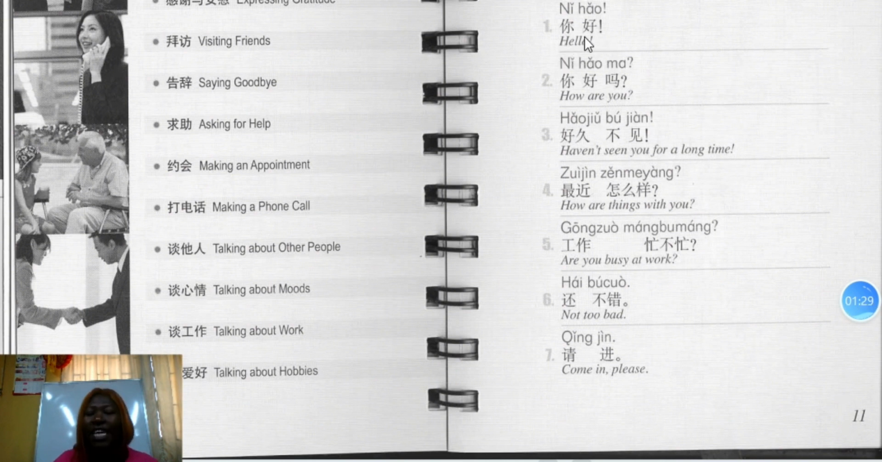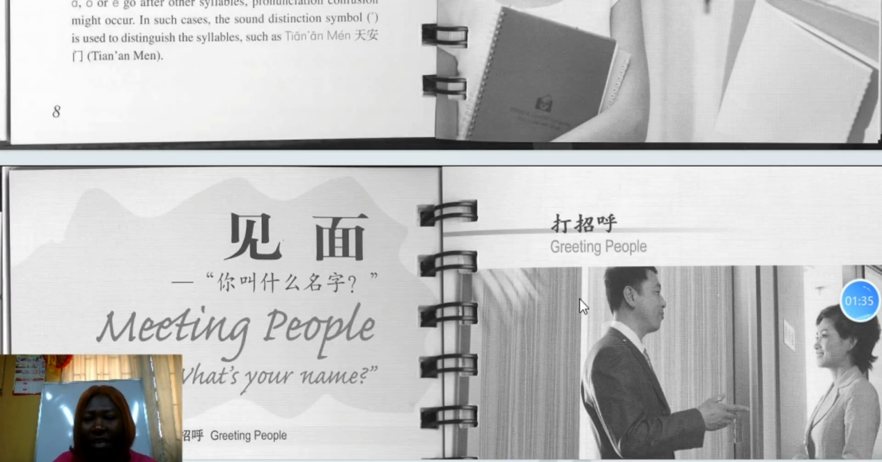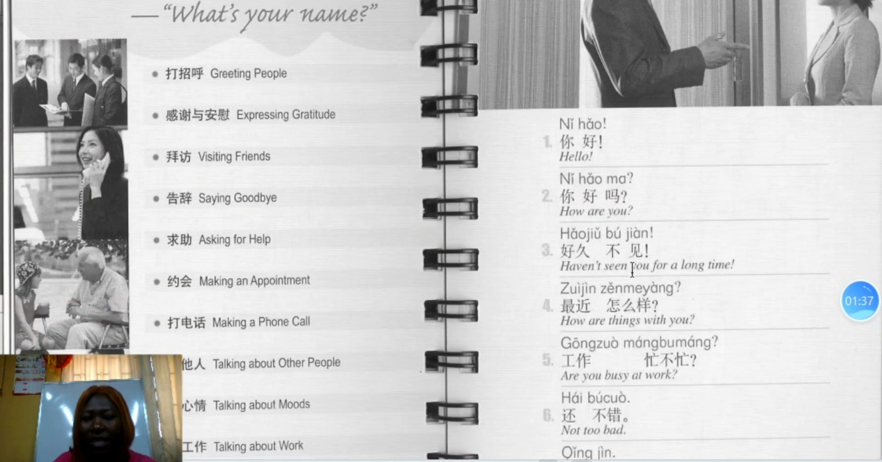The first sentence today is ni hao. What's the meaning of ni? Ni means you in singular, while hao means good, well, or fine. So ni hao, the literal meaning is you good. The correct English is hello.